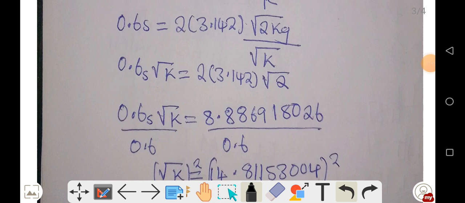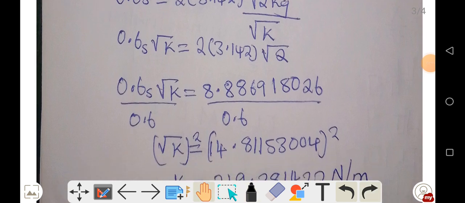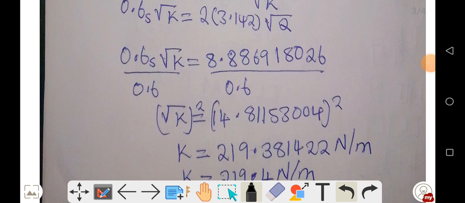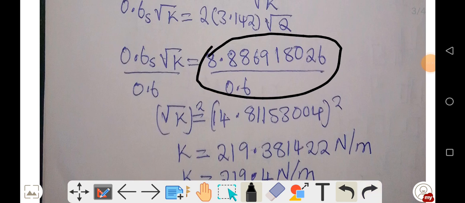At this point we can write the expression in this format. After doing so, we can do the cross multiplication, and we get this expression here. Now we divide both sides by 0.6, which we have written here. When we do that, we are remaining with the square root of k with this expression on the right hand side.